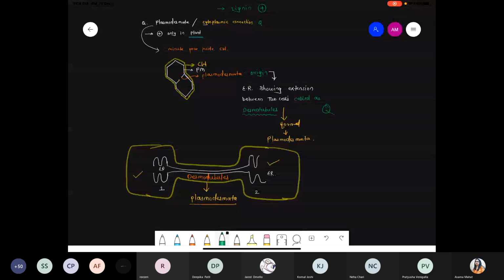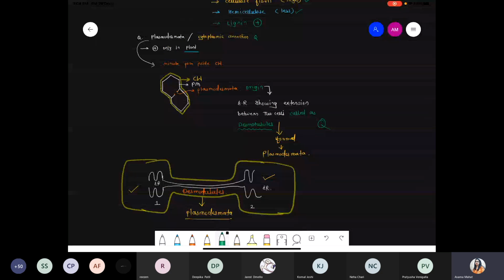Pratyusha. Cytoplasmic connection means they can connect two cells. Cytoplasmic connection, na baba?